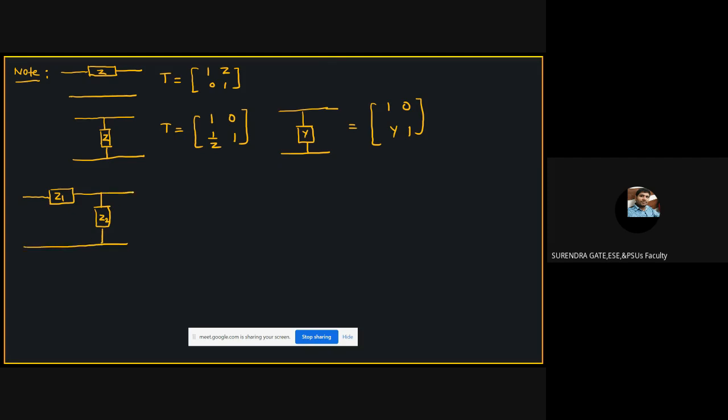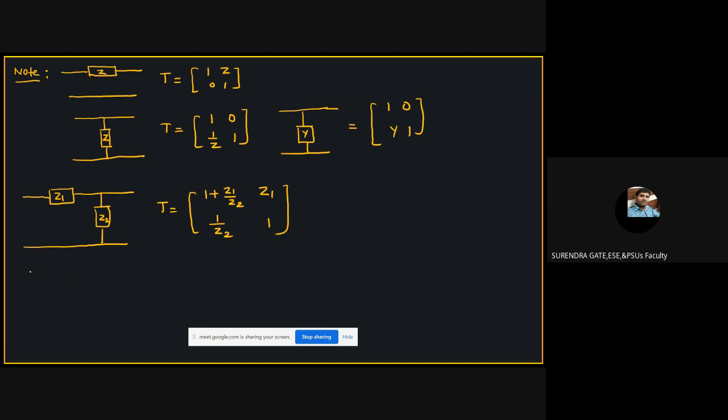For this case also you can directly write the T parameters. How to write the T parameters in this case? All these direct formulas you want to remember. Yes, 1 plus Z1 by Z2, comma, Z1, 1 by Z2, 1.